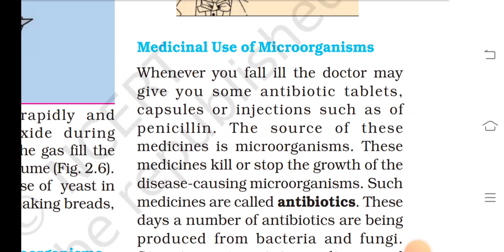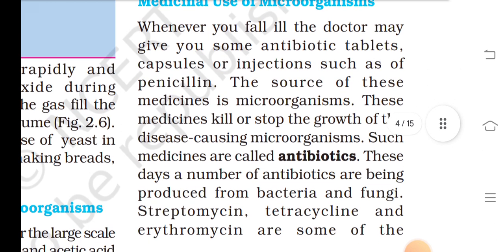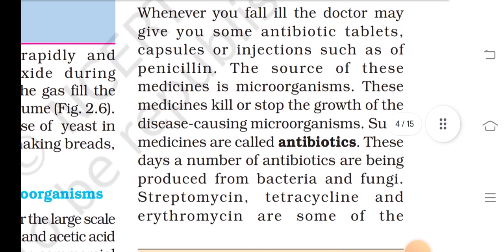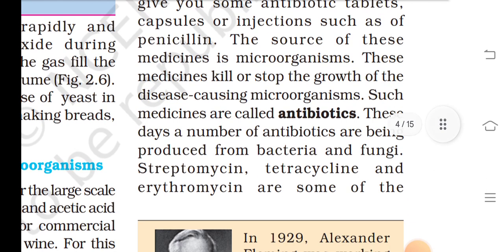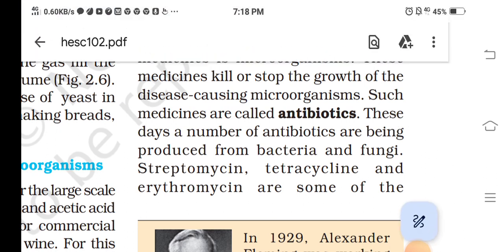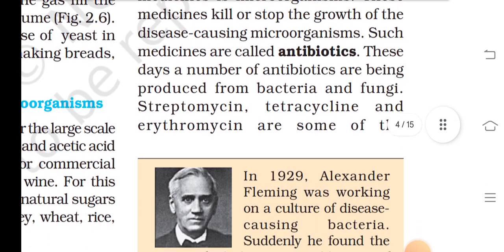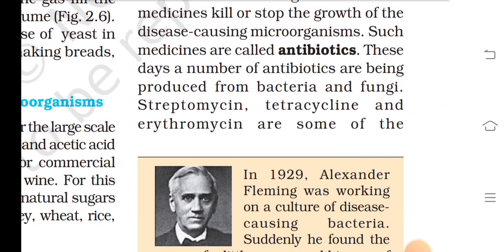Medicinal use of microorganisms. Whenever you fall ill, the doctor may give you some antibiotic tablets, capsules, or injections, such as penicillin. The source of these medicines is microorganisms. These medicines kill or stop the growth of disease-causing microorganisms. Such medicines are called antibiotics.